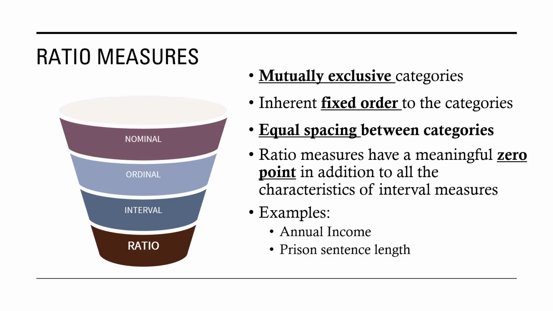So a person could say that they have a prison sentence of 12 months. It could be 5 years. It could be a lifetime prison sentence. It could also be 0. So that prison sentence length could also be a variable with a true 0 point, making it a ratio level of measurement variable.